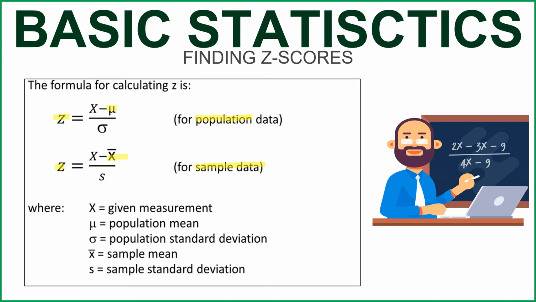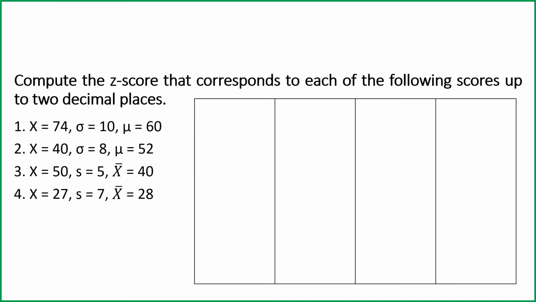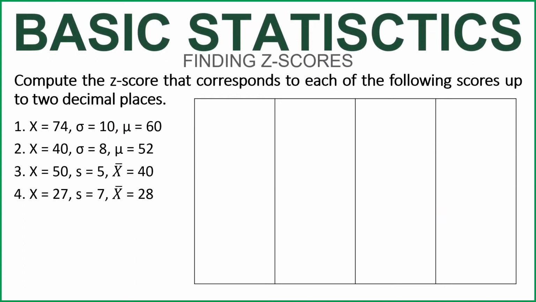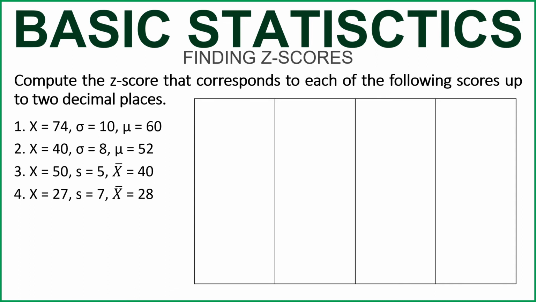And lastly, the sigma and S, small letter S. So, symbol sila for standard deviation. Yung pinagkaiba lang is sigma is for population data, while S is for sample data. Let's solve some examples regarding or in finding z-scores. Let's compute and round it off to the nearest 2 decimal places.